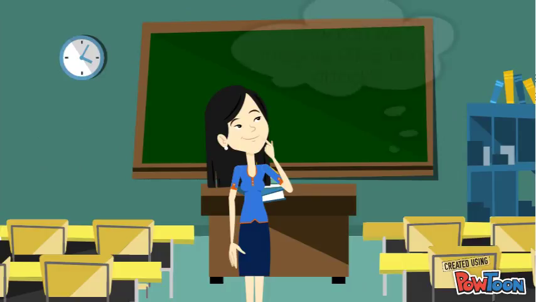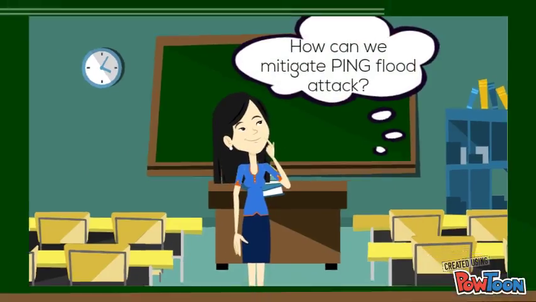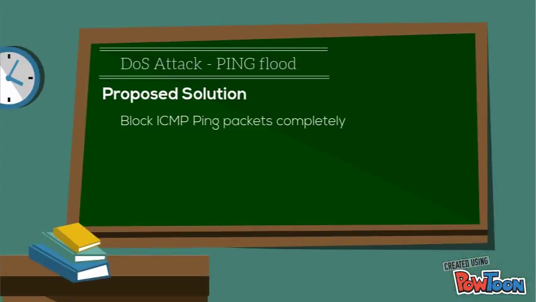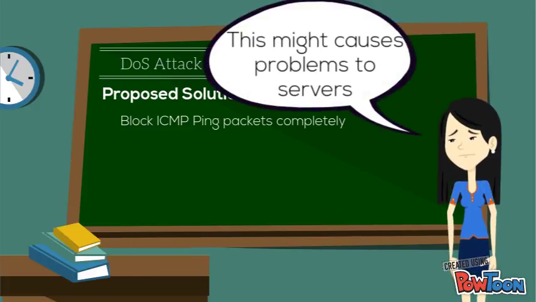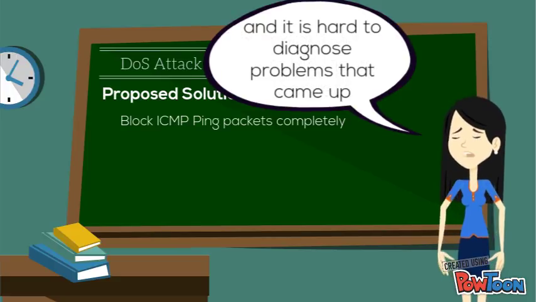How can we mitigate ping flood attack? The proposed solution is to block ICMP ping packets completely. But this is not a good way. This might cause problems to servers and it is hard to diagnose problems that come up.